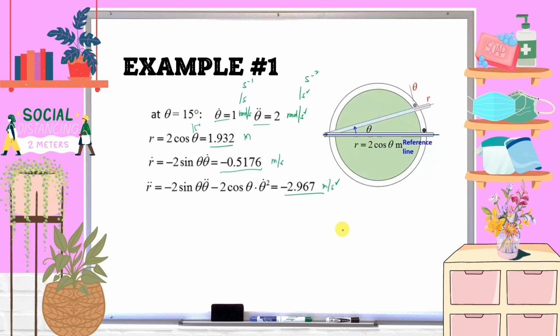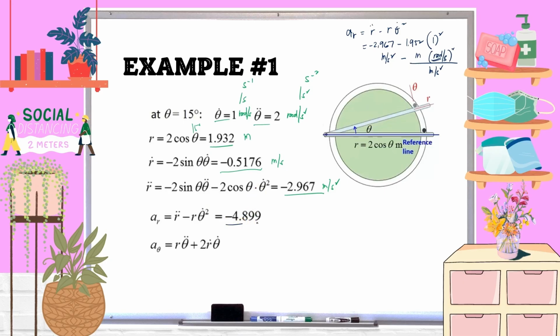So we can now solve for a sub r and a sub theta. a sub r is r double dot minus r theta dot squared, and substituting the values, r double dot is negative 2.967 minus r, which is 1.932, times theta dot, which is 1, squared. This has a unit of meter per second squared, this has a unit of meter, and this has a unit of rad per second squared. Since rad is unitless, we will have the result here as meter per second squared. So a sub r becomes negative 4.899.